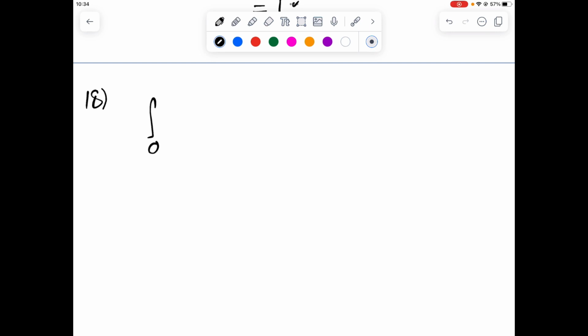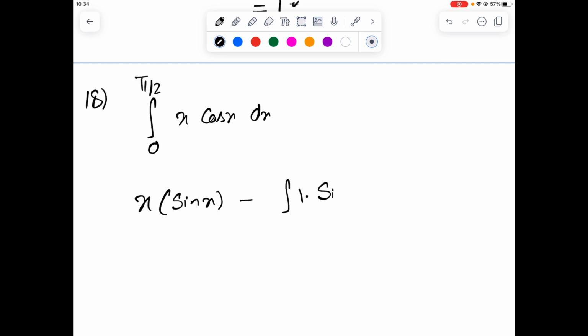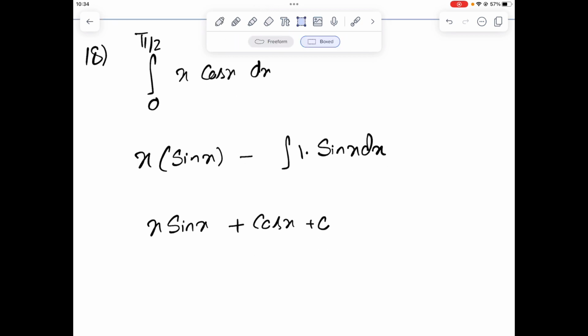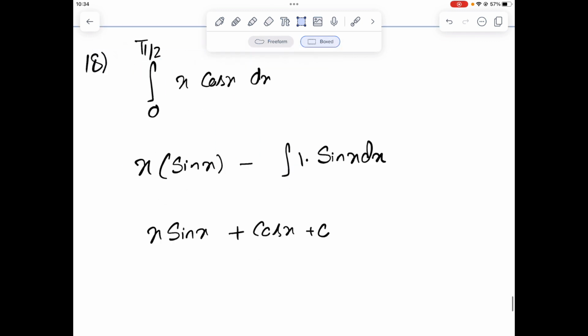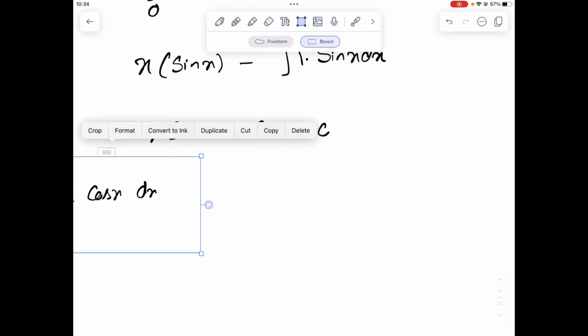Integral 0 to pi upon 2 x cos x. So what am I going to do? First function, integral of second function is sin x minus integral of derivative of first, integral of second. I first converted into indefinite integrals. Sin x minus of minus plus cos x plus c. So now what is the question? Integral of 0 to pi by 2, this one.